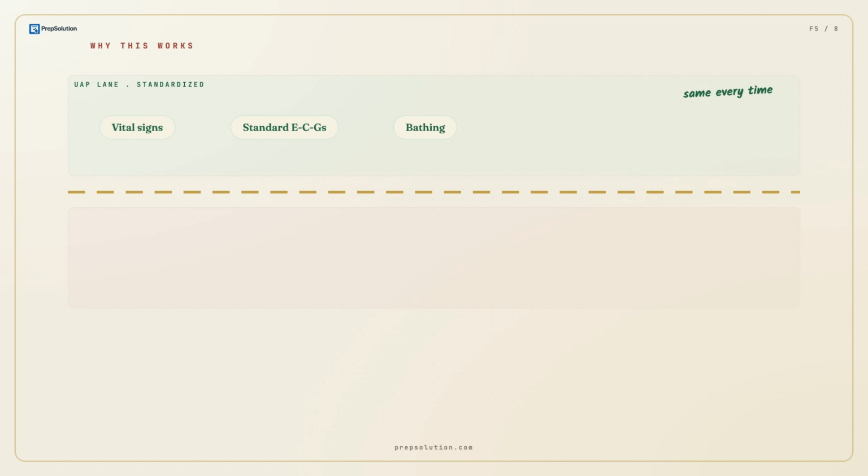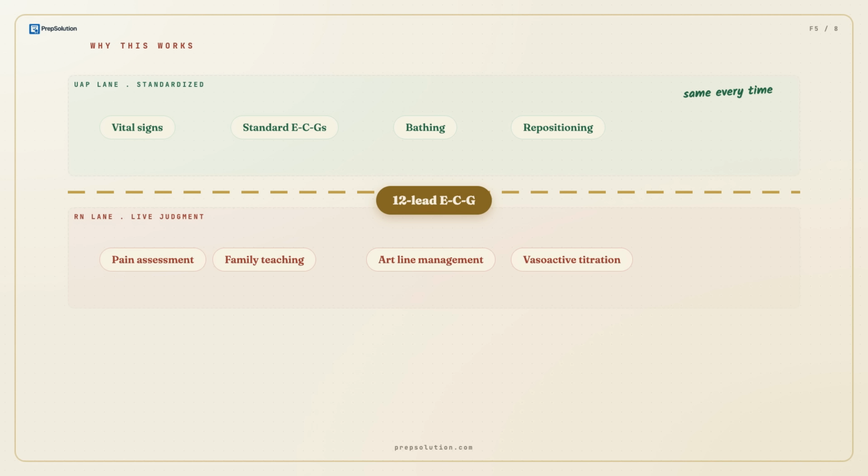Why the ECG? Picture the corridor as 2 painted lanes. The UAP lane is for tasks that play out the same way every time. Vital signs, standard ECGs, bathing, repositioning. The RN lane is for tasks that require live judgment, pain assessment, family teaching, art line management, vasoactive titration. A 12-lead ECG is a standardized procedure. Lead placement is the same on every chest. The acquisition is technical. The interpretation is the provider's job. That puts the ECG cleanly in the UAP lane.